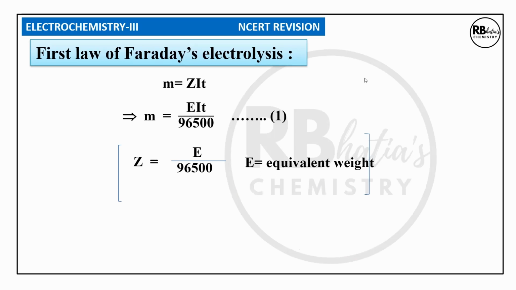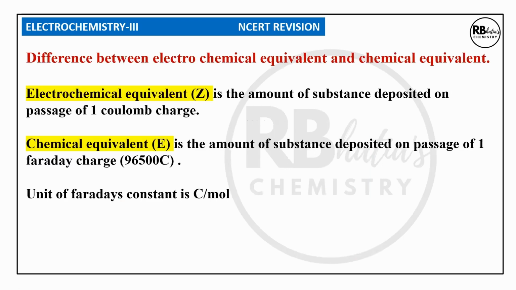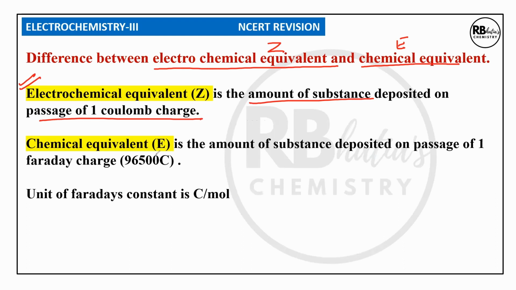Z is the electrochemical equivalent and E is called the chemical equivalent. One of the questions possible is the difference between electrochemical equivalent, that is Z, and chemical equivalent, that is E. Remember, electrochemical equivalent Z is the amount of substance deposited on passage of 1 Coulomb charge, and chemical equivalent E is the amount of substance deposited on passage of 1 Faraday charge.